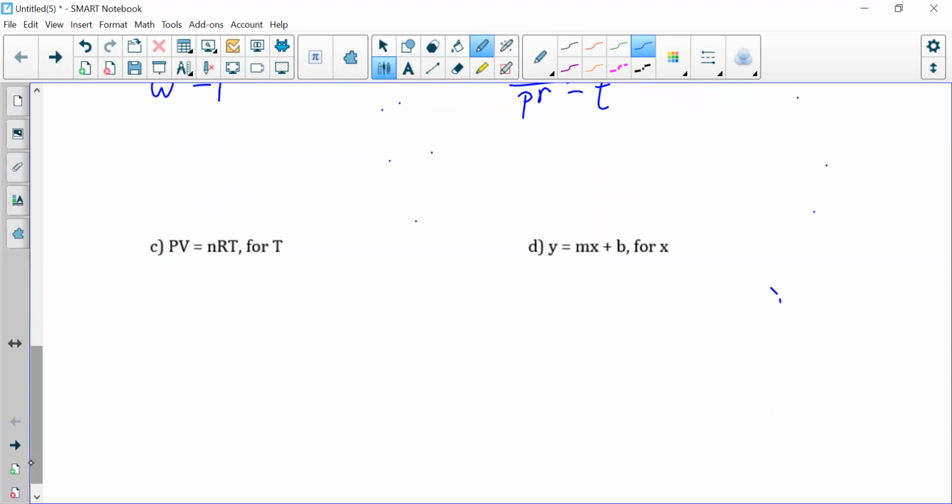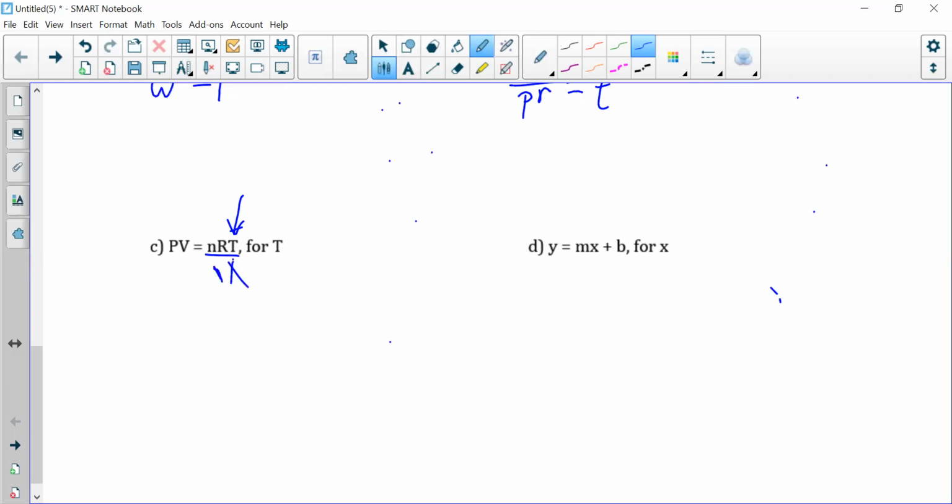All right, PV equals nRT. Well, this is the ideal gas law. Physics people will recognize this. All right, we want to solve it for T. So how do we solve it for T? You guys probably know this already, right? We're going to get rid of everything over here with it. And since they're being multiplied, we're going to divide it by it.